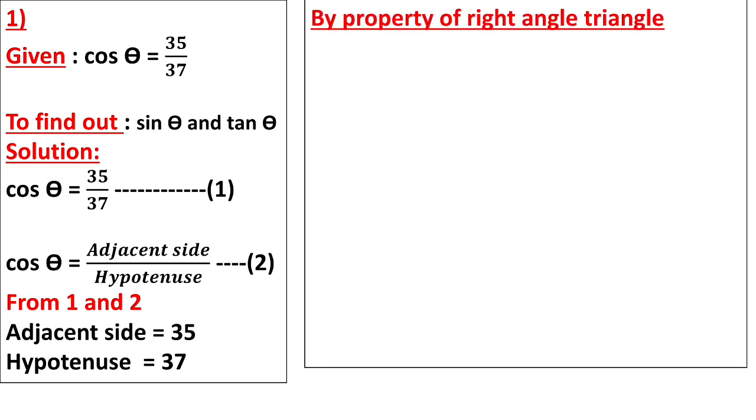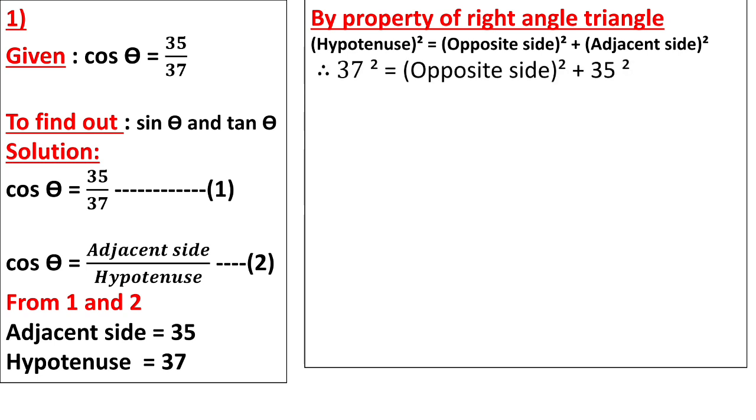By using the Pythagoras theorem, the property of a right angle triangle: the square of the hypotenuse equals the square of the opposite side plus the square of the adjacent side. Substitute the value of hypotenuse 37 and adjacent 35. The square of 37 is 1369. The square of 35 is 1225. You know how to solve this by the Pythagoras theorem.